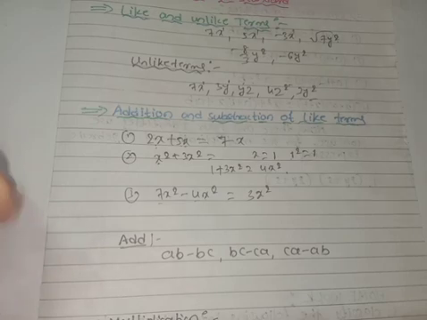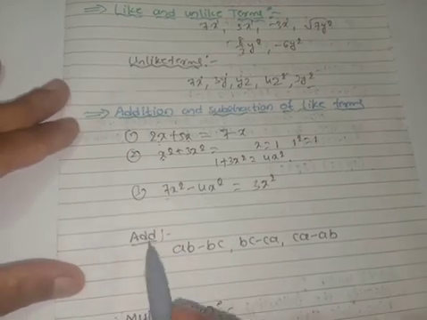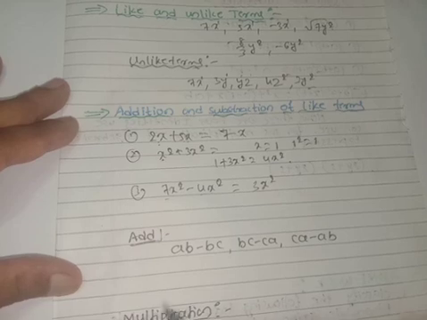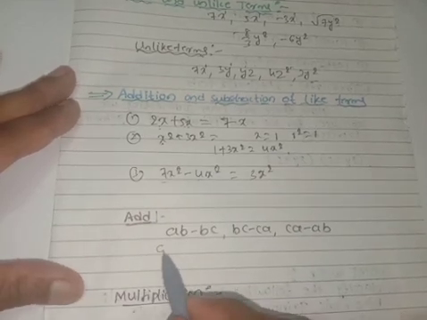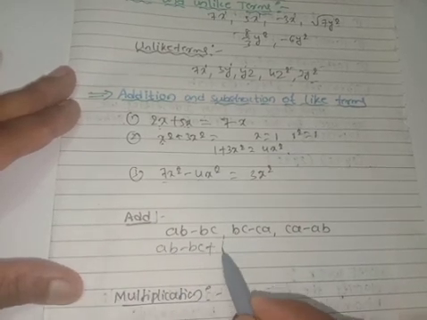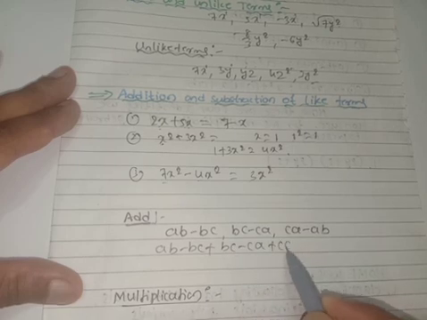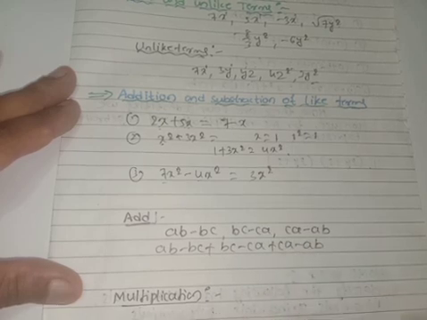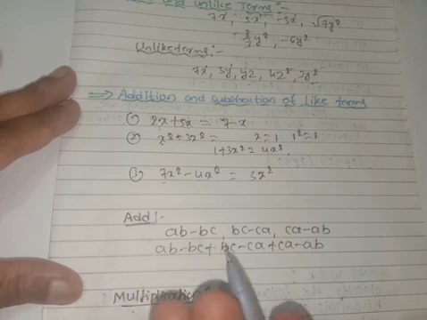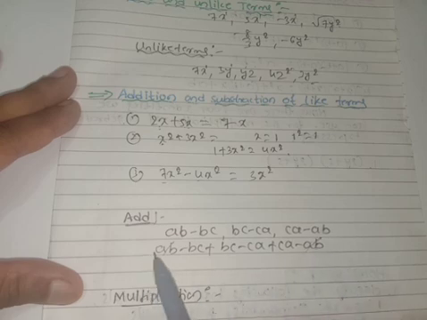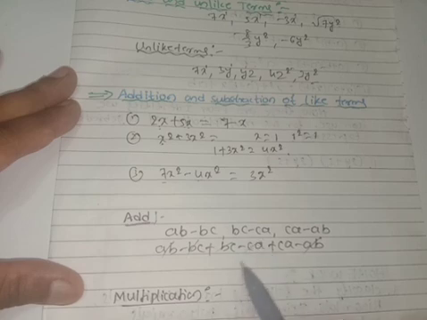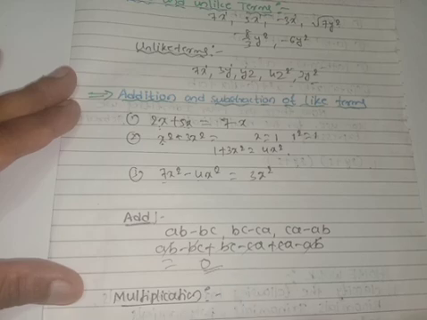ab minus bc, bc minus ca, ca minus ab. We simply have to add and put the add notation, means plus: ab minus bc plus bc minus ca plus ca minus ab. The same terms will cancel each other. Here plus ab, minus ab, minus bc plus bc, minus ca plus ca, and totally the answer is 0. Now come to the multiplication process.